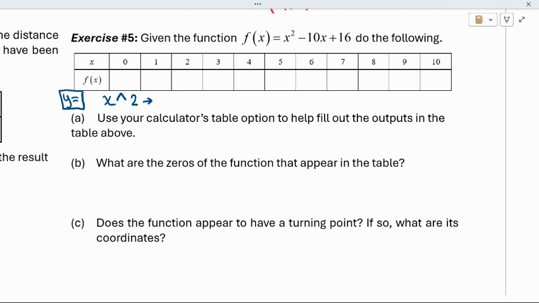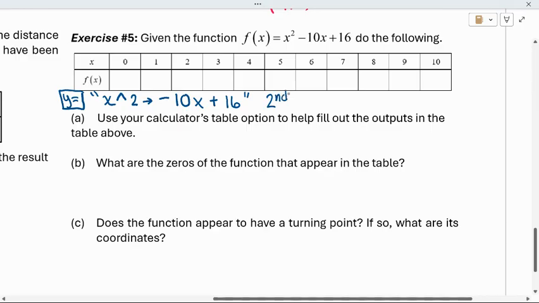So y equals, we're using the y equals button. We're typing in x caret 2, and then we're going to arrow over to get it out of the upper portion, right? Get it out of the top. And then we have to type in minus 10x plus 16. This is our equation. And then we have to hit the second button again, and we have to hit graph.